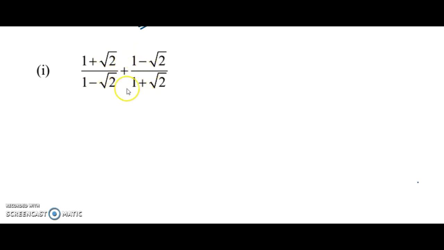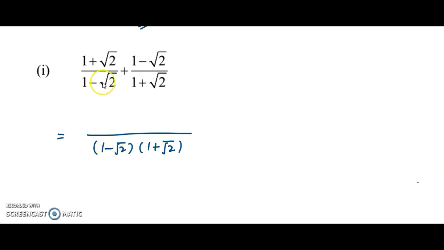equate the denominator. Once we equate the denominator, you can see that 1 minus surd 2 is going to be multiplied by 1 plus surd 2. So the denominators of these two terms are conjugate to each other. Once you are equating the denominator, automatically you are actually rationalizing the denominator.